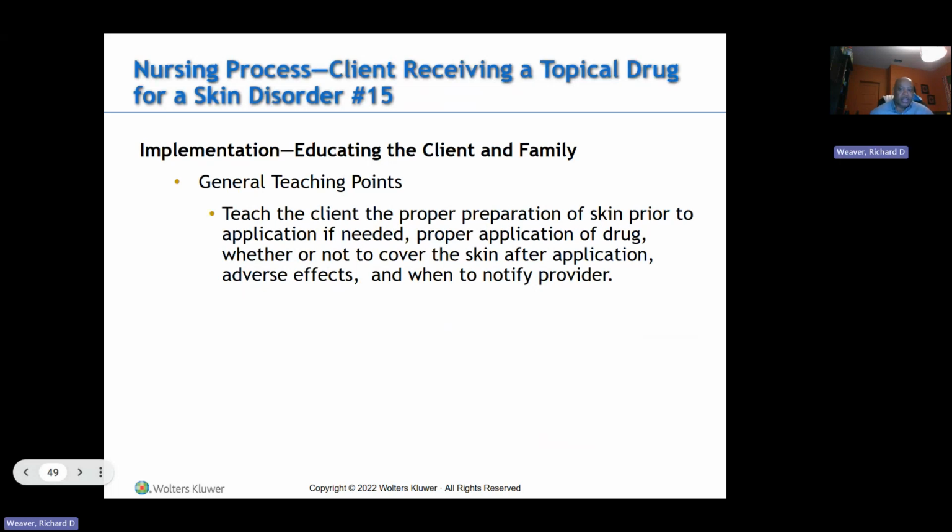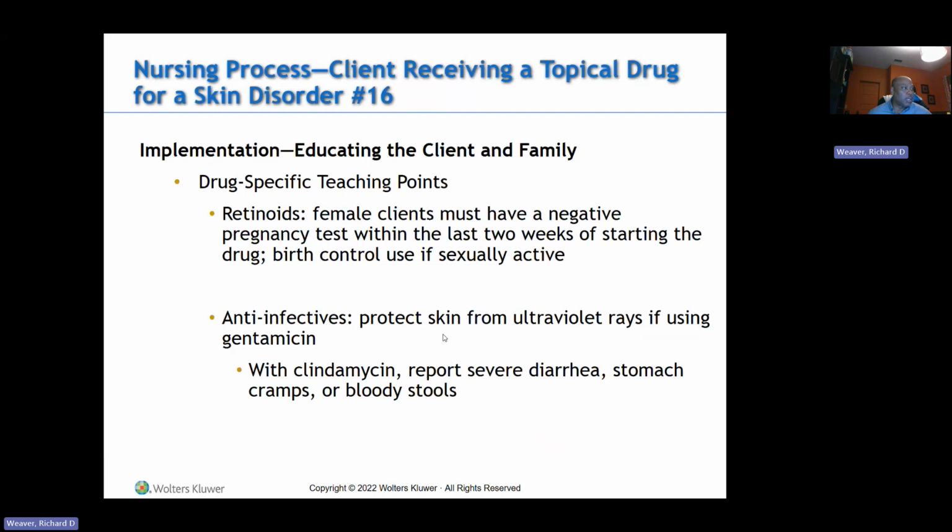All right. So read the rest of this information. It's on slide 49. Hopefully, it's more common sense when you look at it. All right, and slide 50.